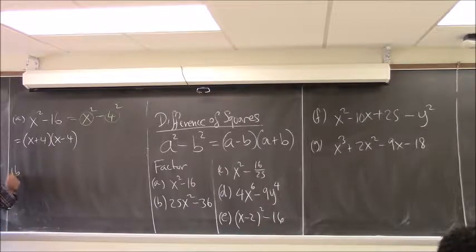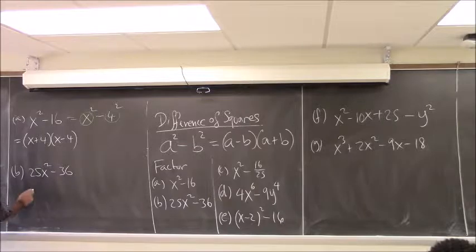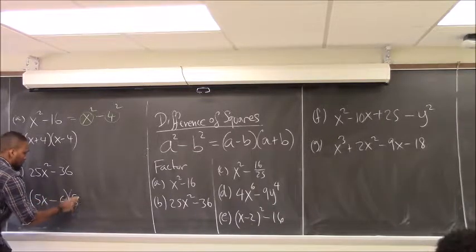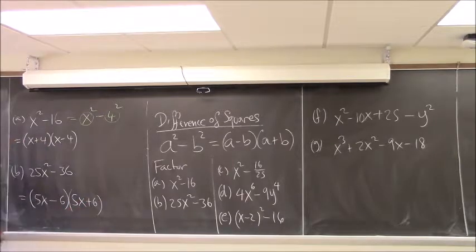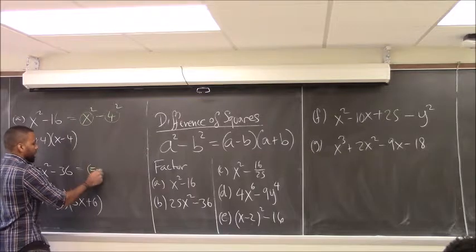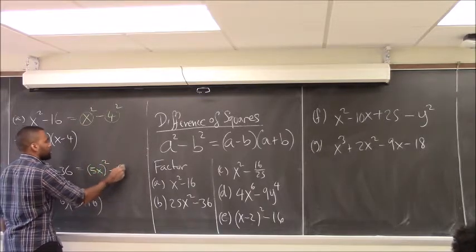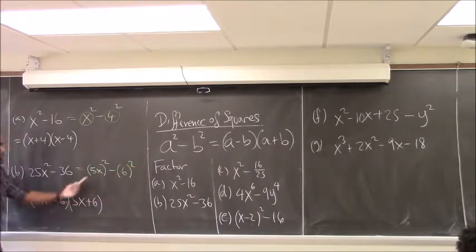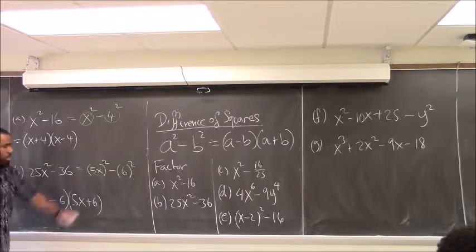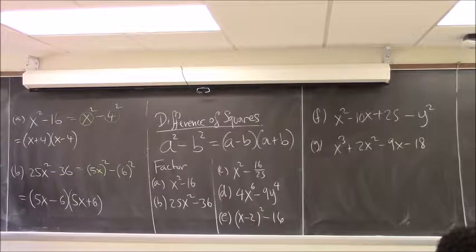What about 25x squared minus 36? 5x minus 6 and 5x plus 6. That's by realizing that this is really 5x all squared minus 6 squared. The 5x is like the a and the 6 is like the b. So it collapses very nicely into that.